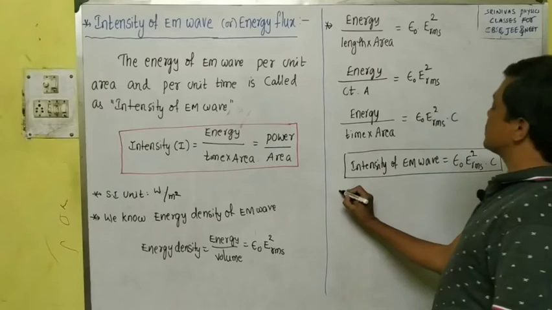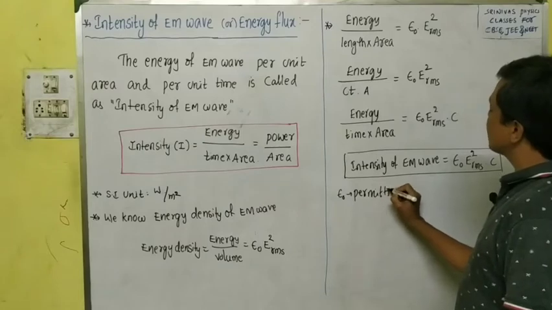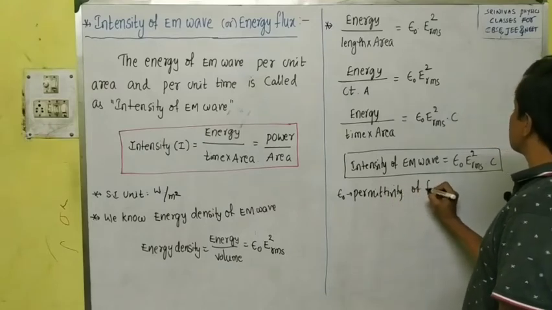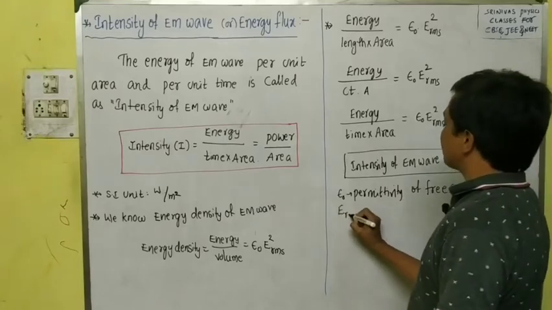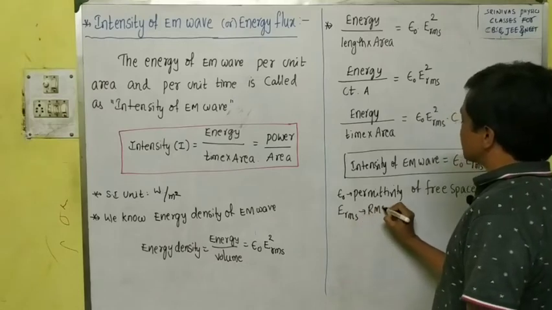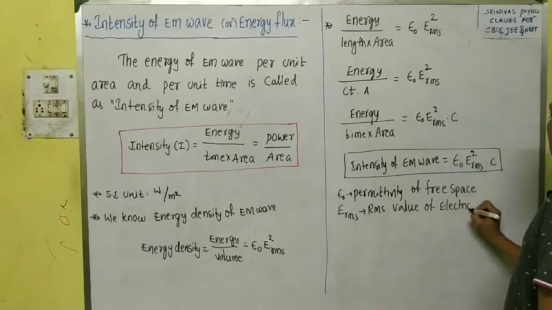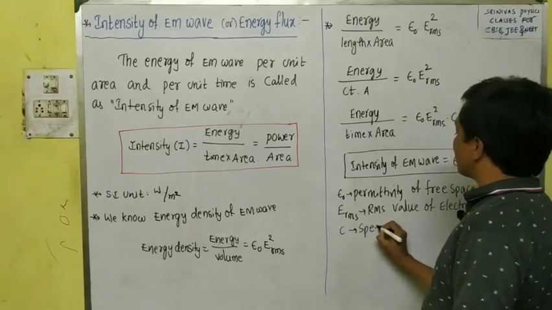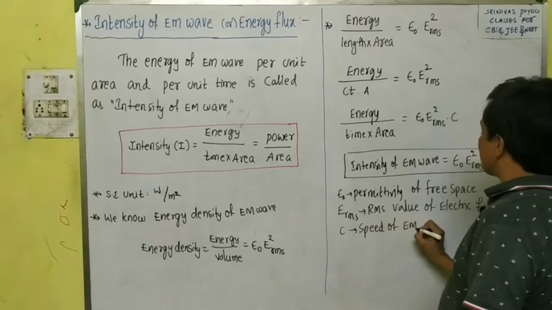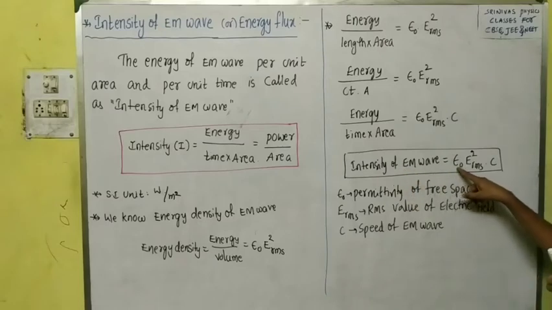What you see in this: epsilon naught is the permittivity of free space, ERMS is the RMS value of electric field, and c is the speed of EM wave. From the above figure we write one thing, that intensity of EM wave equals the average energy density of EM wave into speed of light, right?